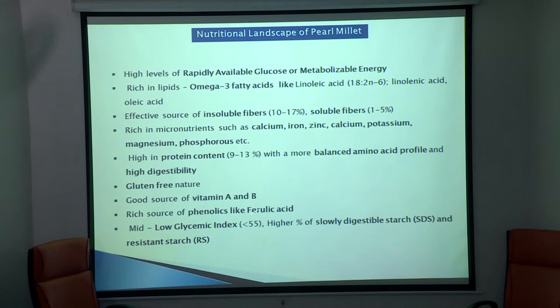Okay, then nowadays the food demand is that everybody is moving towards low GI, low glycemic index food, having high resistant starch, high slowly digestible starch. So the pearl millet is again a wonder here, because it has mid to low GI, less than 55. It has a high percent of SDS, that is slowly digestible starch, and resistant starch. So nutritionally you can see it is a wonder crop. It can protect us from malnutrition. It can provide nutritional security as well as food security.